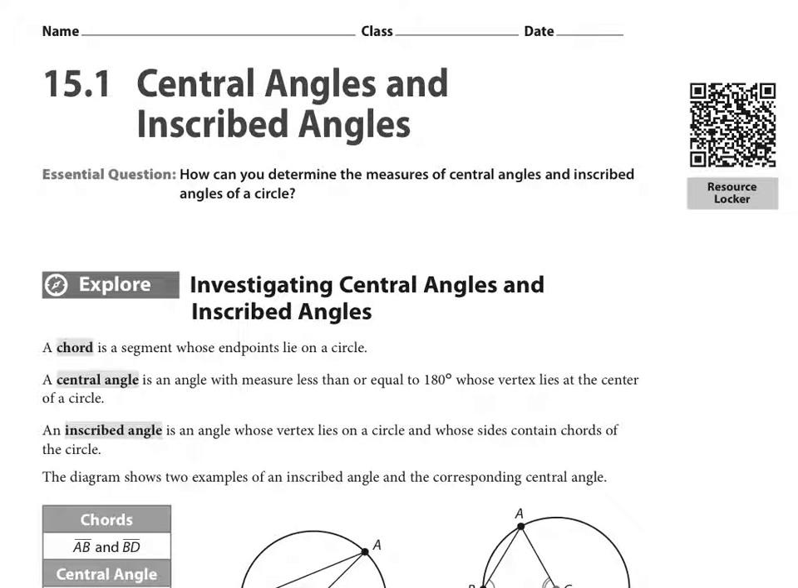All right, so we're just going to do one lesson today. We've got quite a bit of vocabulary to talk about when we're talking about circles. Just want to make sure that we're clear on some words because you're going to be hearing them a lot. So most of you know some basic things about circles.